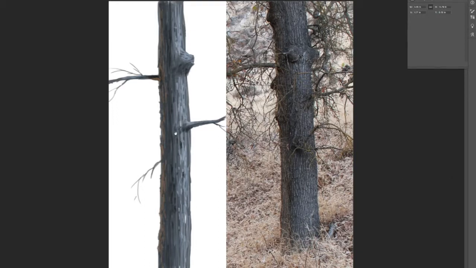So don't just think about texture. See the texture, but think roundness, volume. I hope that was helpful, and I'll see you next time.